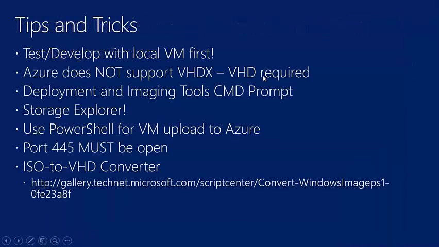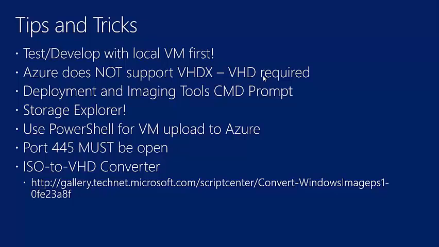Okay, so that really does wrap up what I wanted to talk to you about the imaging. A few tips and tricks as we start to wind down. So, said it a couple of times, say it again. Test and develop on your local VMs first. Absolutely critical to make sure things are working the way you want them to work. When you're testing, make sure you're using VHDs, not VHDXs. Azure does not support the VHDX format. Especially when you're working with the Windows ADK pieces, make sure you're using the deployment and imaging tools command prompt.